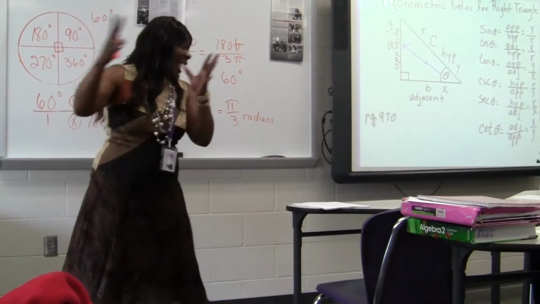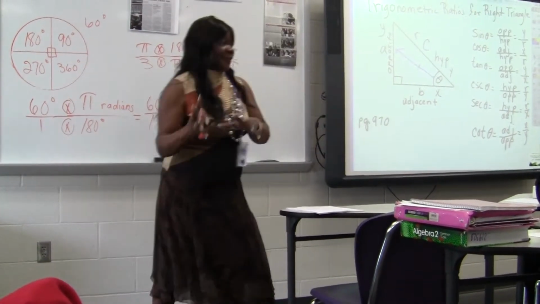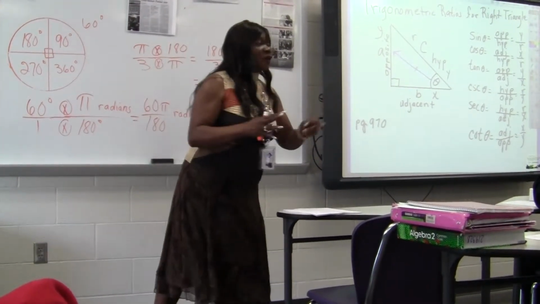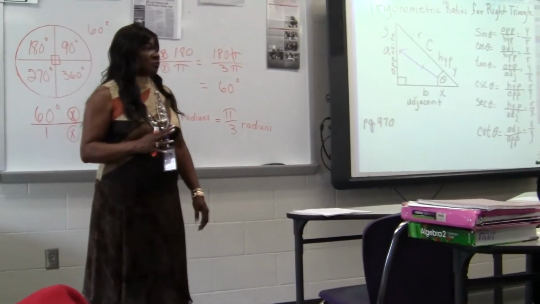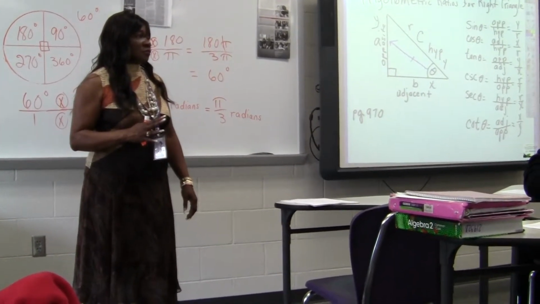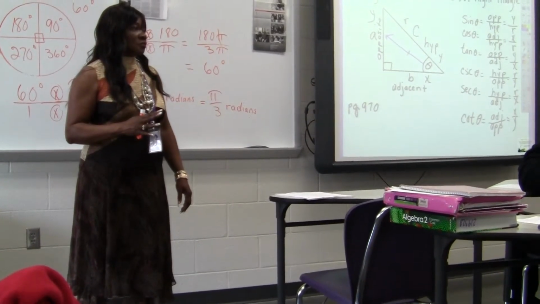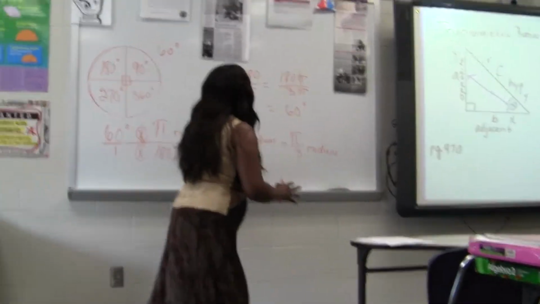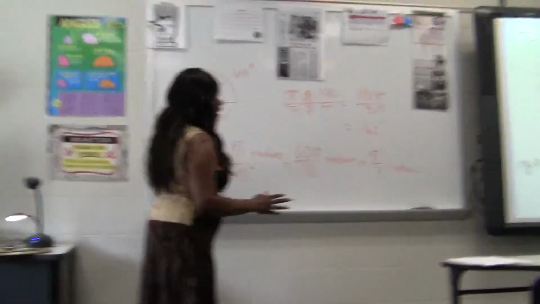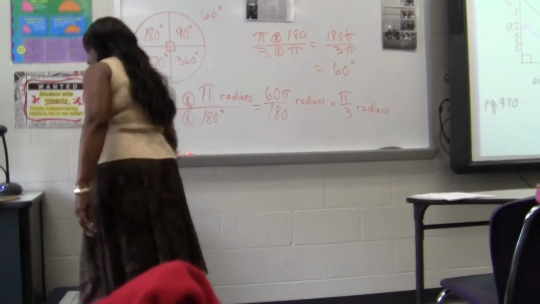Now, let's look at arc length. Ms. Hagler, read for me. The linear measure S of an arc of a circle is related to the radian measure of its central angle, theta, and the radius r. S equals theta r. Very good. S equals what? Theta r.